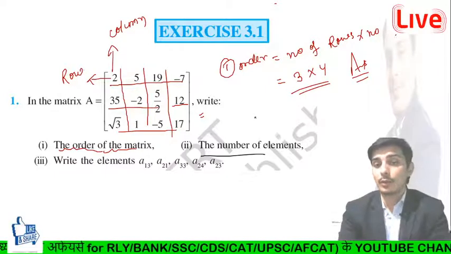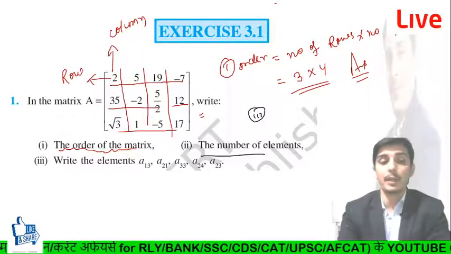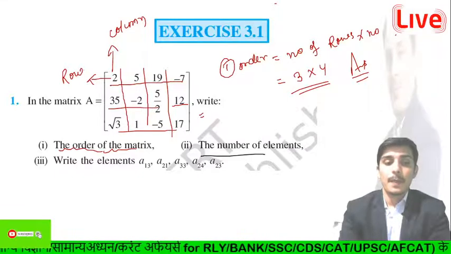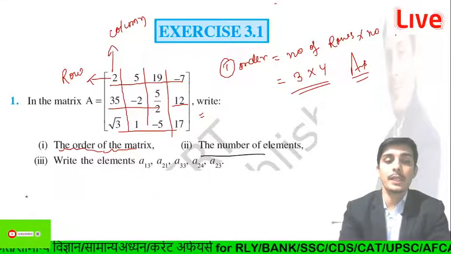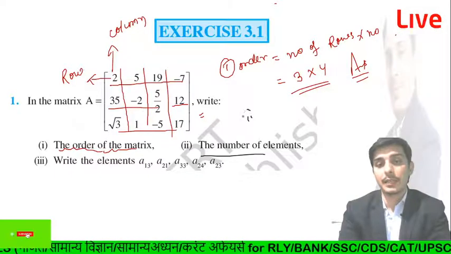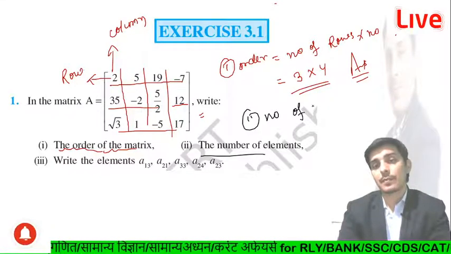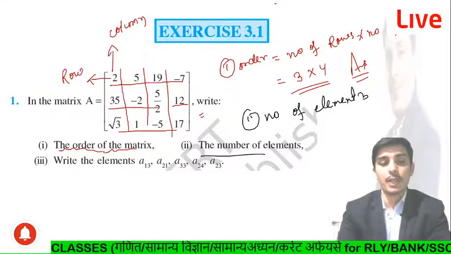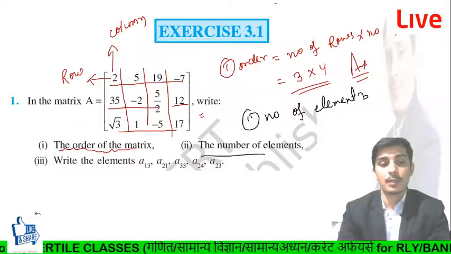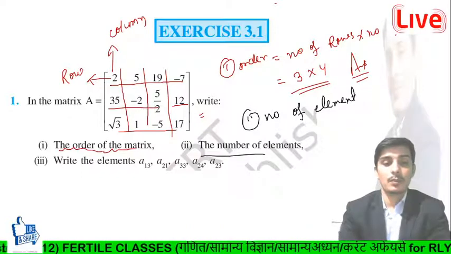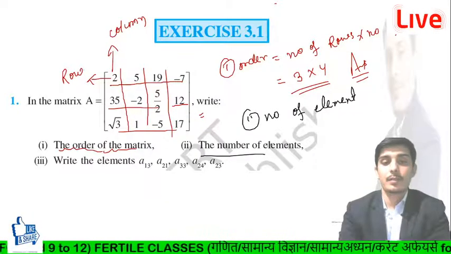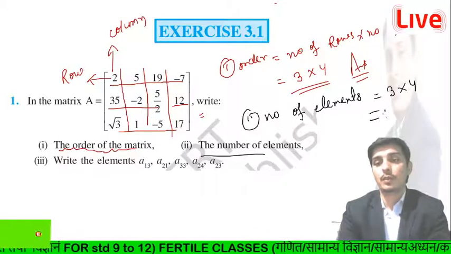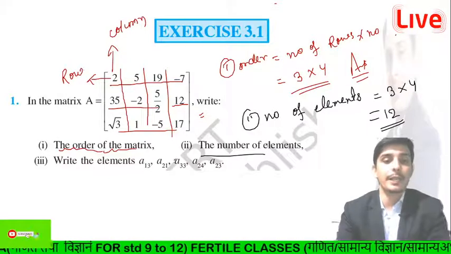The second question is the number of elements. How can you find the number of elements? By multiplying the order you will get the number of elements. Without multiplication it is the order, and after multiplication we get the number of elements. The order is 3 cross 4. So the number of elements is 3 into 4, which equals 12. So 12 is the correct answer for this question.